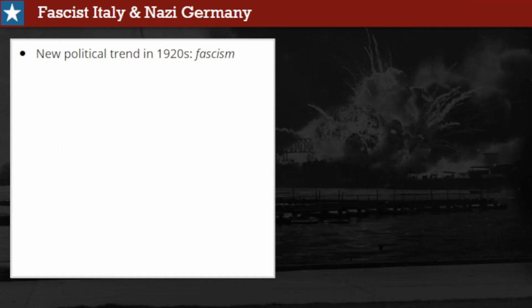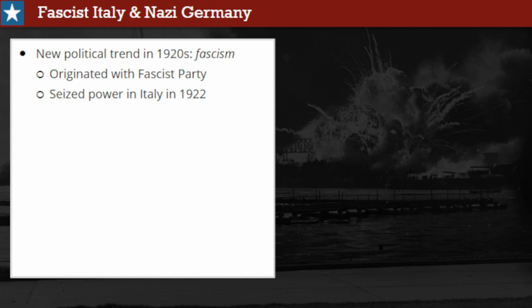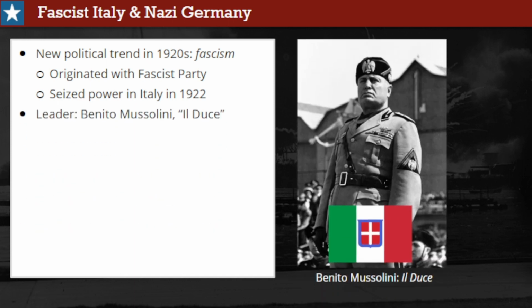In the 1920s, a disturbing new political trend arose in Europe: fascism. The term originated in a political party, the Fascist Party, that seized power in Italy in 1922. The party's leader was Benito Mussolini, a veteran of World War I. He was appointed Prime Minister of Italy after his fascist party took over the government. His people called him Il Duce, the leader.